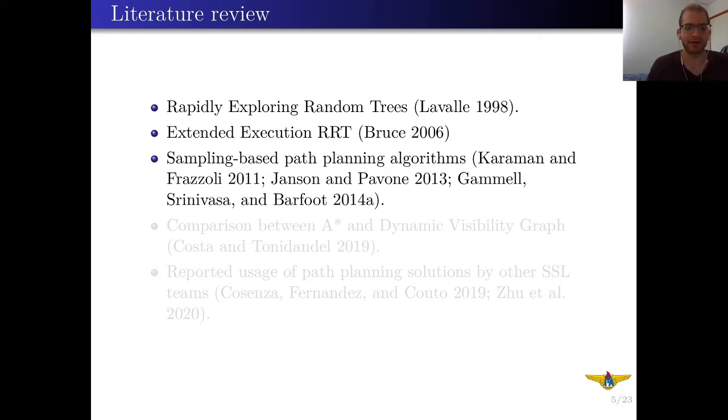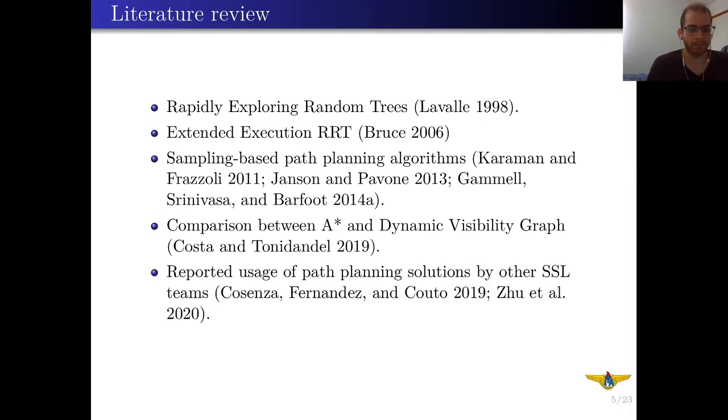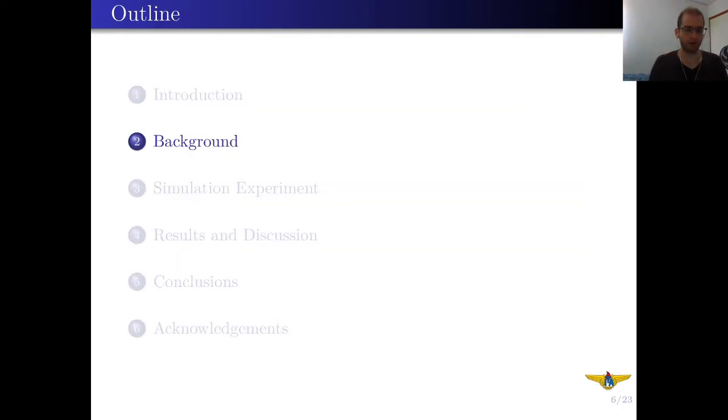So we can cite RRT star in 2011 by Frazzoli, Jason and Pavone in 2013 with fast marching trees, and batch informed trees in 2014 with Gammell. In 2019, we have a comparison of A star and dynamic visibility graph in the context of the league by Tony Dandel. And finally, we have many reports telling us about the use of path planning solutions across different teams in our league.